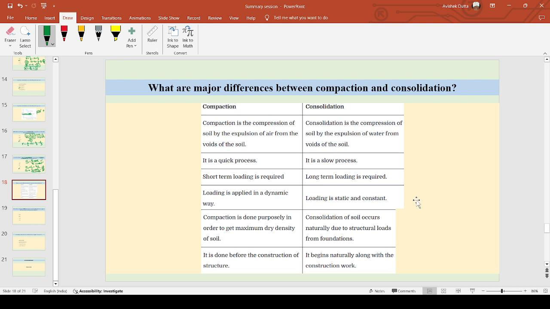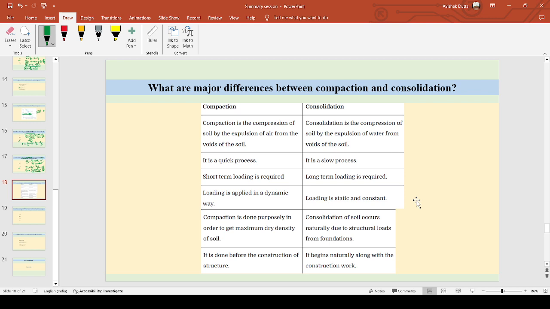Compaction is a quick process, and consolidation is a slow process. In compaction, short-term loading is required because it is a quick process. Short-term loading is required to expel out the air from the voids in the soil. But in the case of consolidation, long-term loading is required. Why? Because it is a slow process and it takes time to expel out the water from the voids.